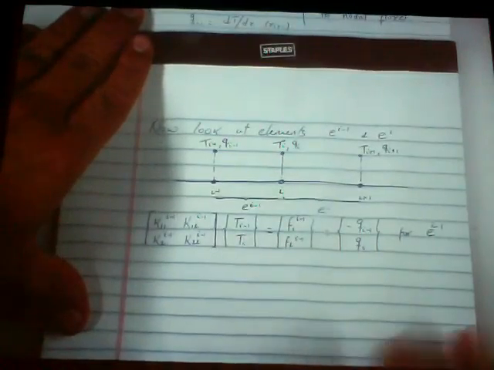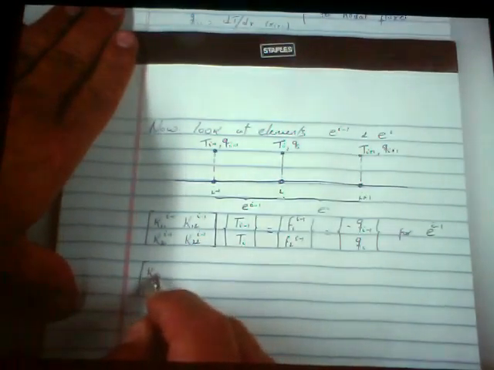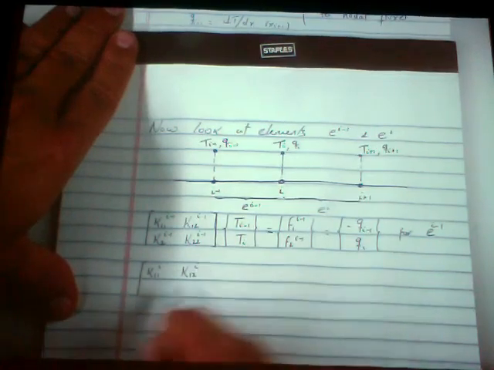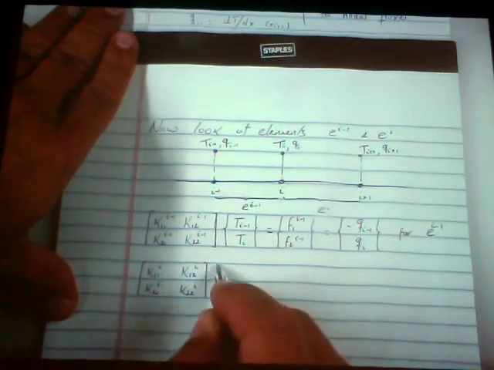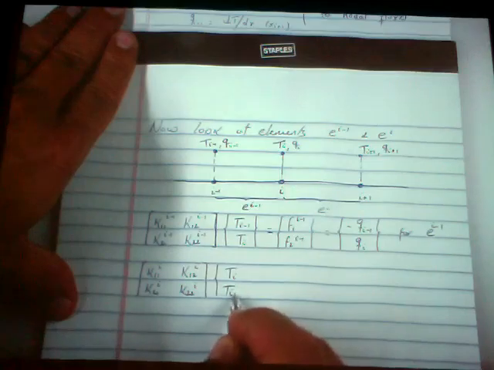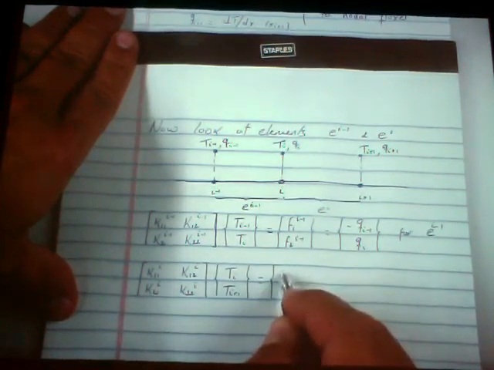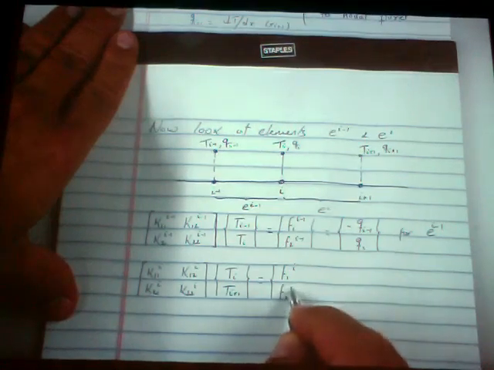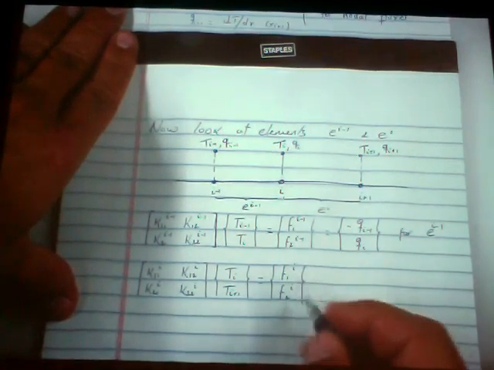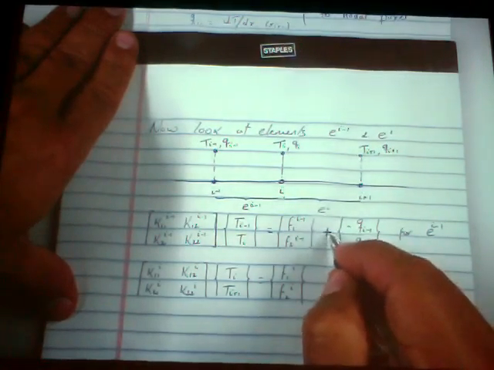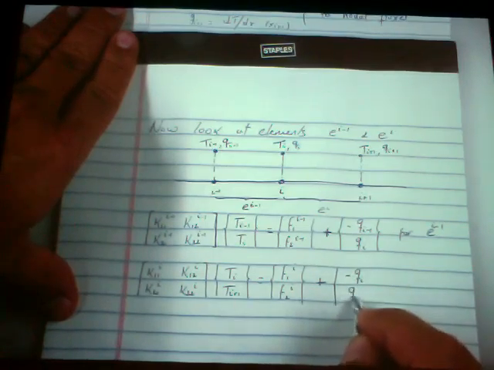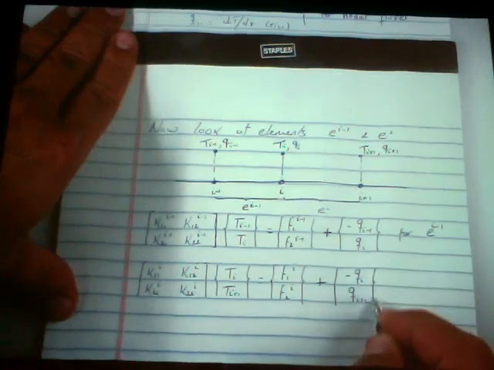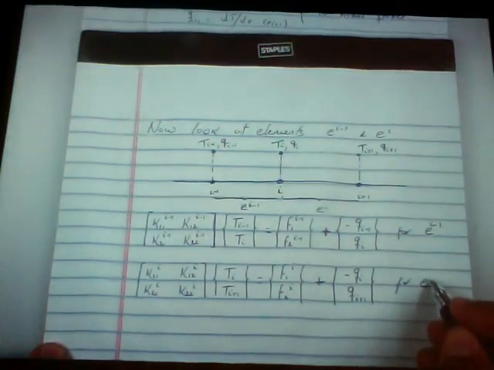And then for element i, we'll have K11, K12, K21, K22, T_i, T_(i+1), whatever these forcing terms are, just those integrals. And sorry, this was minus Q_i, plus Q_(i+1). And this is for element i.